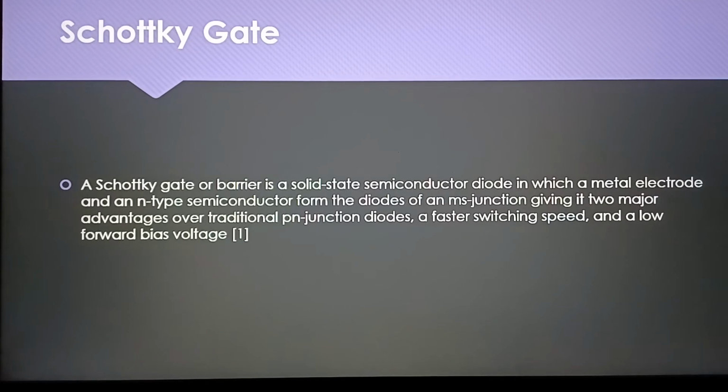Now onto the Schottky gate. The Schottky gate or barrier is a solid-state semiconductor diode in which a metal electrode and an N-type semiconductor form the diodes of an MS junction, giving it two major advantages over traditional PN junction diodes: a faster switching speed and a low forward bias voltage. Hence, that's why MESFETs are more used for higher frequency devices.